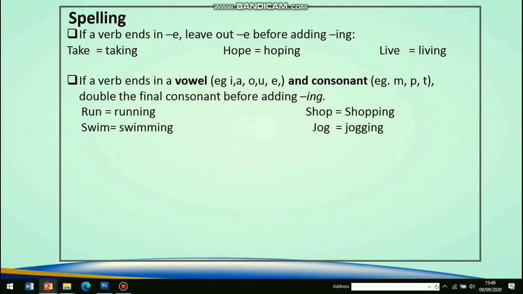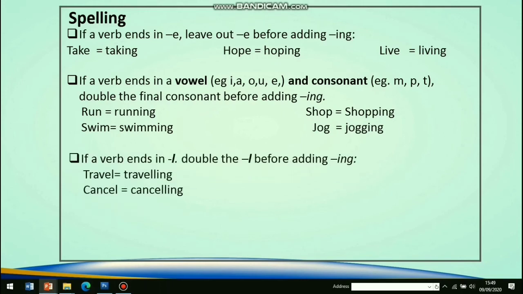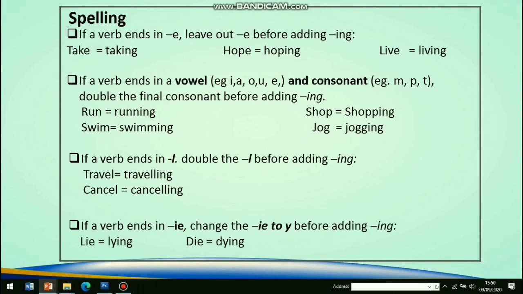For example, the word run. The final consonant is n. It becomes running, double n. Swimming, double m. Shopping, jogging. Next, the third one. If a verb ends in l, don't forget, double the l before adding ing, such as traveling, canceling. The last one. If a verb ends in ie, change the ie to y before adding ing, such as lying, dying.